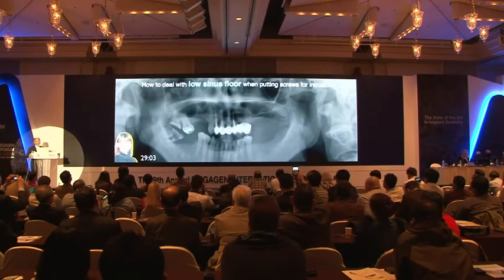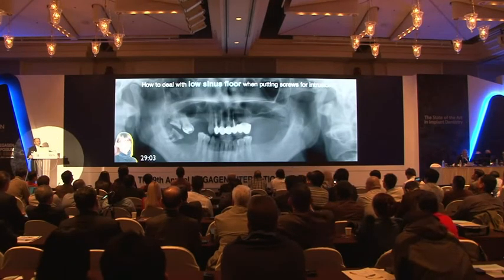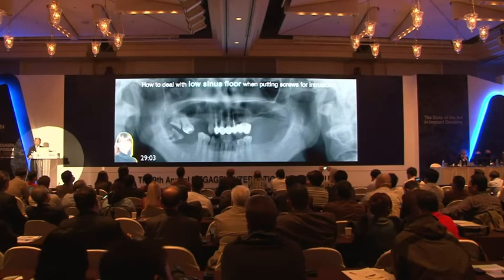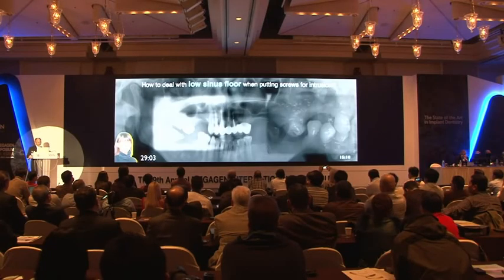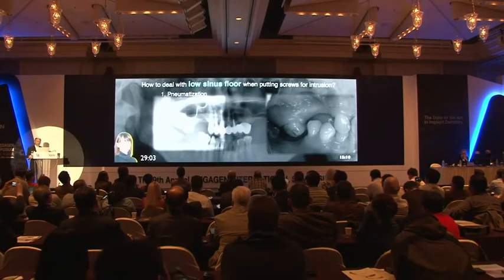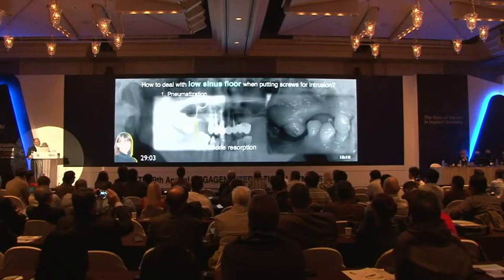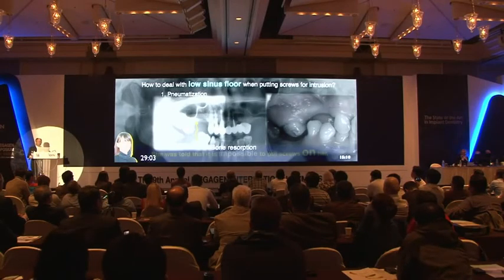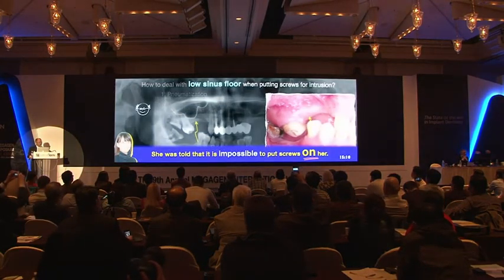So let me give you another example. Taking a step further, suppose you have a low sinus floor. How do you put a screw into the sinus? Like this. When people lose teeth, usually they end up with pneumatization, and also because of no occlusal loading, that ends up as bone resorption. So finally, you end up with a very thin ridge.